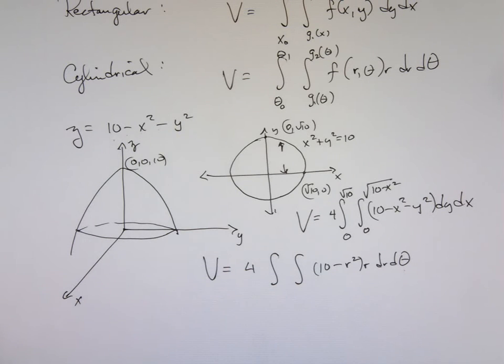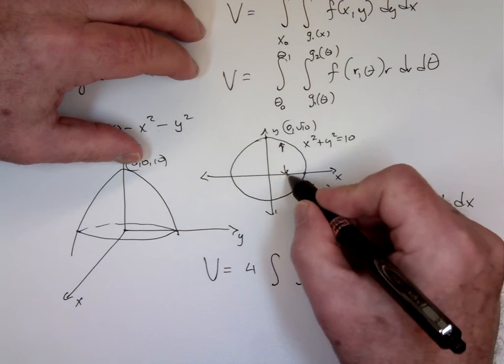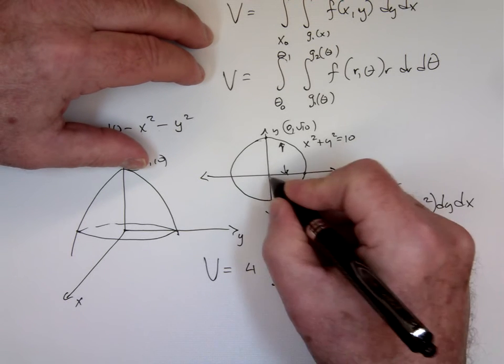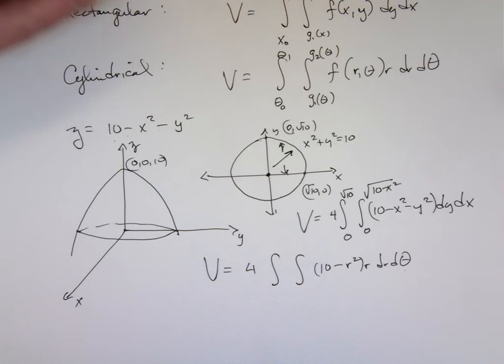Now, what about your limits of integration? Back here, the y's went from bottom to top. R's are going to go from center out. That's how r's go. R is the distance from the origin, right?